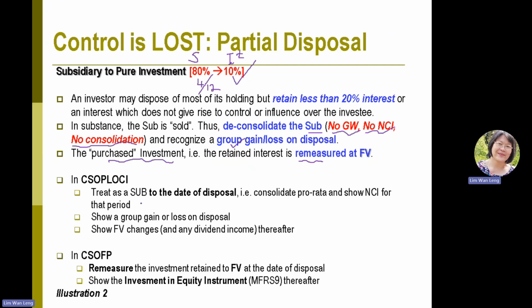All the figures of the subsidiary, when you take it, you have to times 4 out of 12, all the way. Then, because you cross the 50% boundary, you're supposed to show the group gain or loss on disposal. And then show the fair value changes thereafter. Then for the consolidated SOFP, you have to remeasure whatever investment that is retained, which in this case is 10%, at the fair value. And then you just show it as a pure investment in line with MFRS 9.